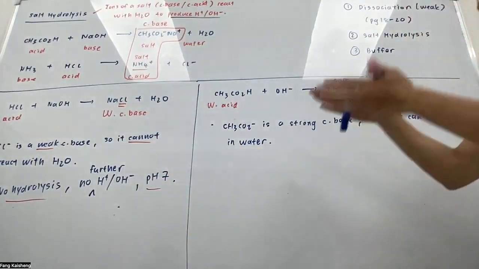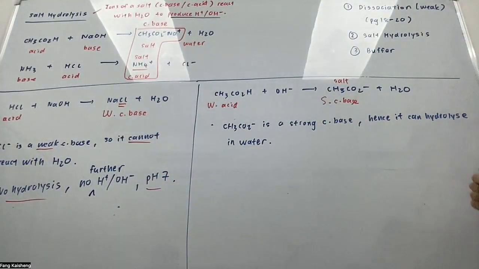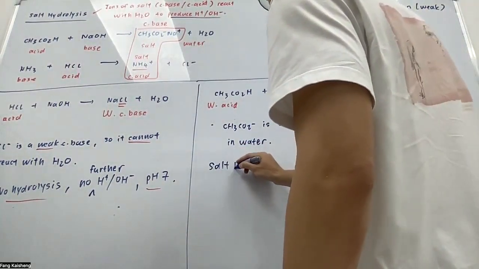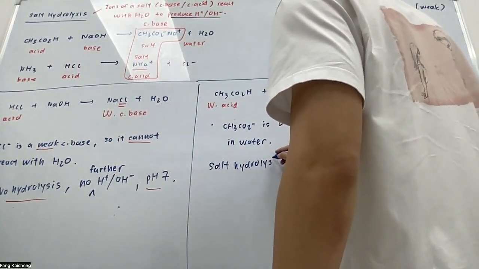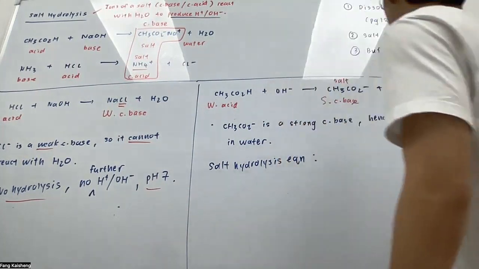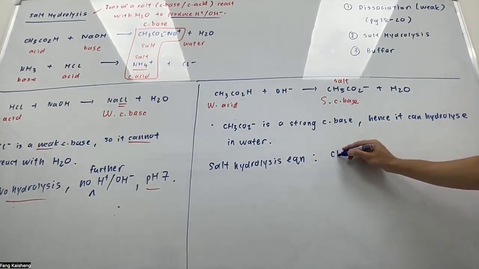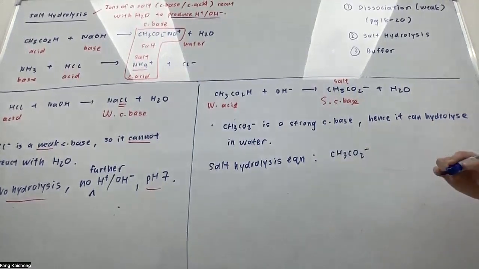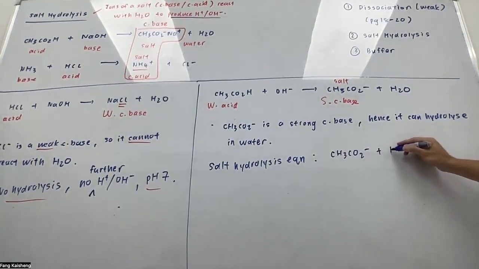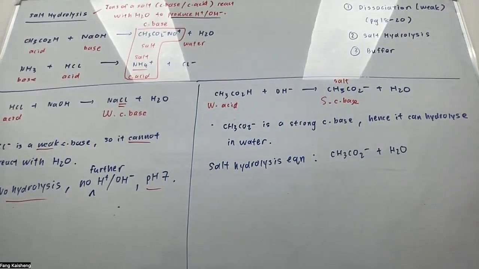It stops there. But now that we know that this guy can react further, you have to write this in your notes. You need to write this thing called a salt hydrolysis equation. This will be used in all your calculations. So guys, who's the salt in this case? CH3CO2 minus. What does it react with? Water. Now, take note, hydrolysis is going to be a reversible arrow. Later, I'll tell you when to use full and when to use reversible arrows. Right now, just follow.